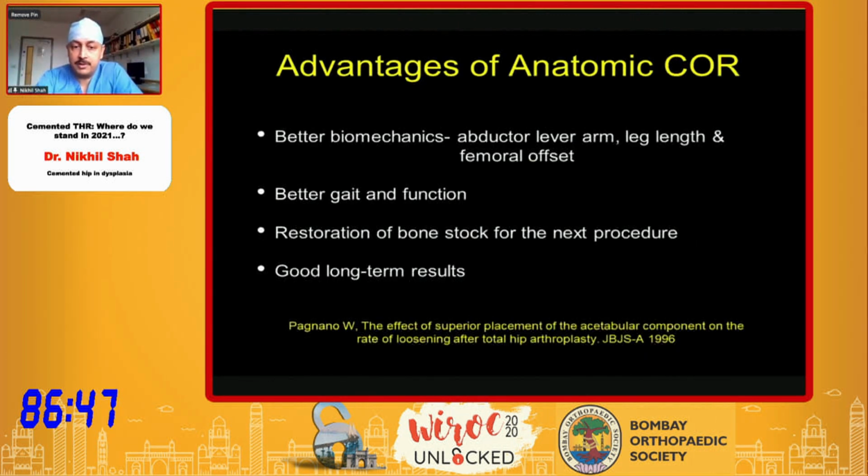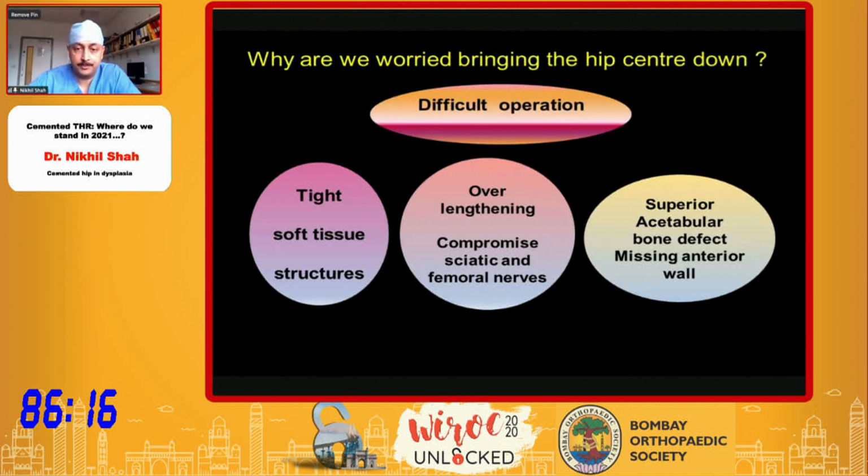My personal preference is to place it as anatomic as possible. This gives you a better biomechanics, abductor lever arm, leg length, and offset. Therefore, you get a better gait and better function. It allows you to restore the bone stock for the next procedure by using autografting, and therefore it has good long-term results. And at Wrightington, we do believe that every primary that should be done is a physiological primary. You have to try and restore the bone stock for the next operation.